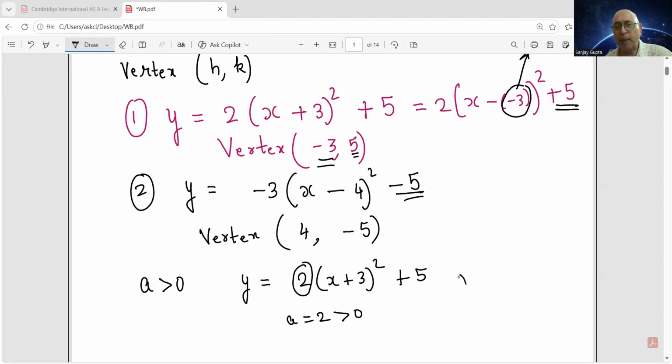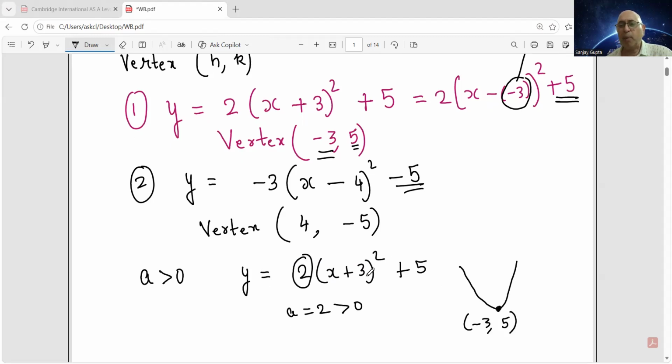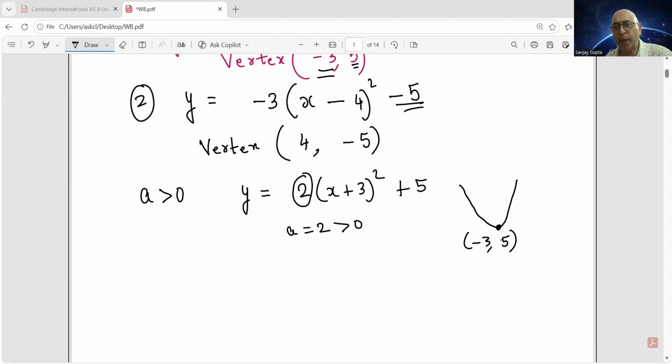Then the parabola will be like this. So this vertex that we wrote, -3, 5, would be a point which is giving us the minimum value of the function. So the minimum value of the function is 5 at x equal to -3.